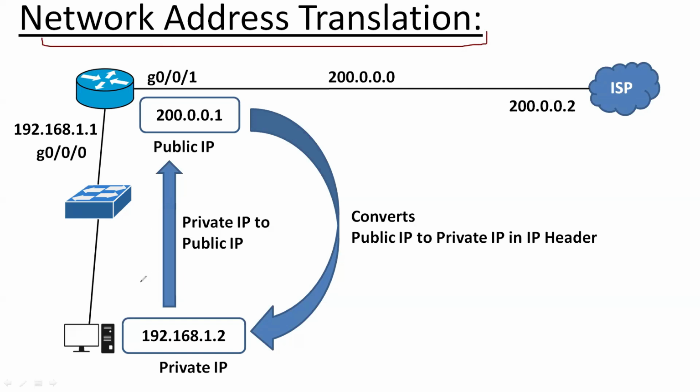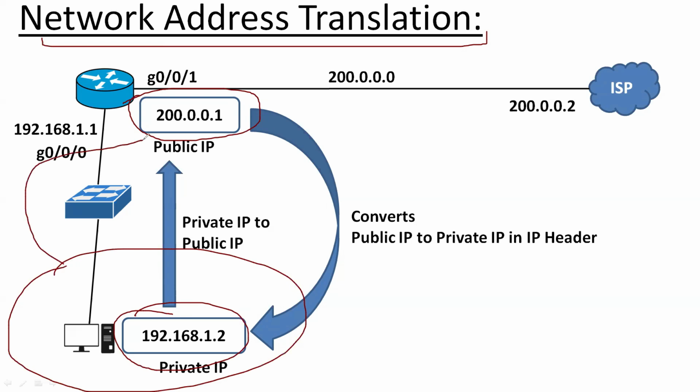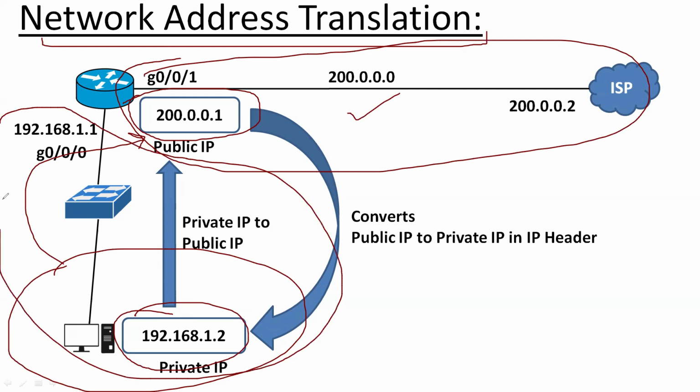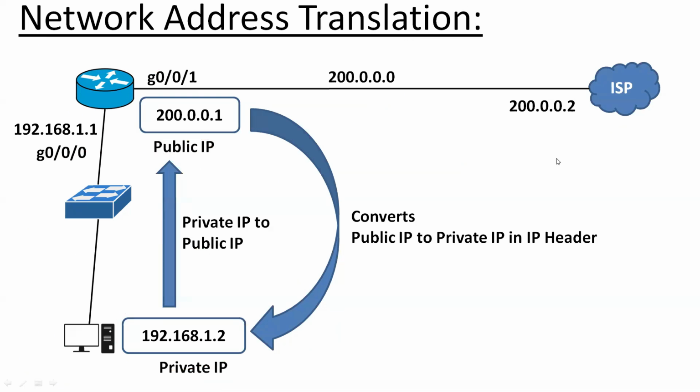Before going to the configuration, let's discuss what network address translation is. This is a service used to convert a public IP address into a private IP address, or we can convert multiple private IPs into a single IP address by port address translation. This is the part of the ISP, where public IP addresses are available, and this is the part of the organization in which we have private IP addresses. This conversion will be done by port address translation.